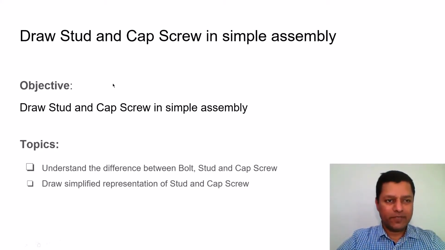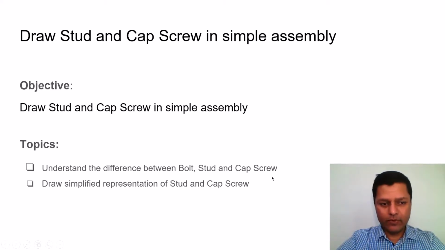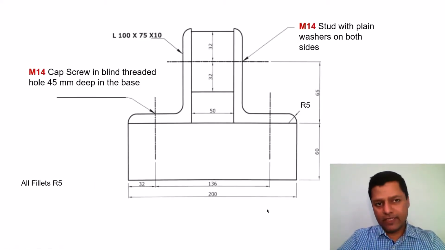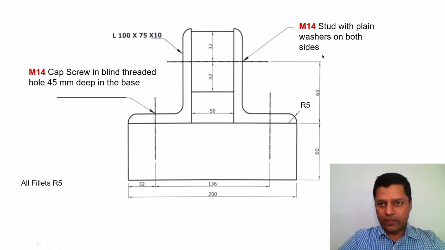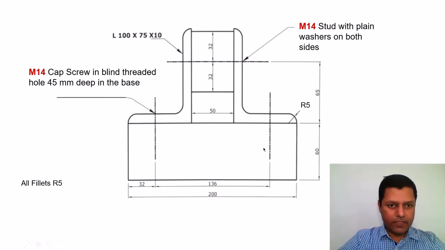Today we will draw a simplified representation of a stud and cap screw in a simple assembly. For that we need to understand the difference between the bolt, stud and the cap screw. In the last lab we drew a hexagonal headed bolt. So today we will draw the stud and the cap screw in a simplified assembly. This is our exercise, and we'll redraw this shape and show the specified thread fasteners at the specified location.